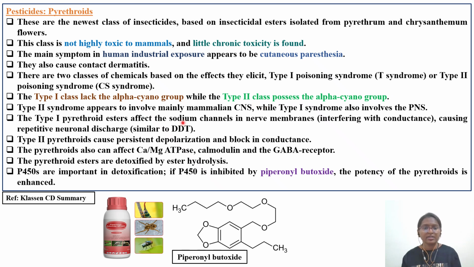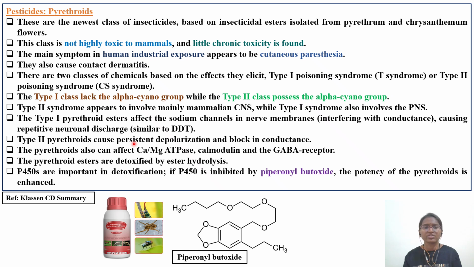And an important thing is piperonyl butoxide. CYP450s are important in detoxification. If P450 is inhibited by piperonyl butoxide, the potency of the pyrethroid is enhanced. So whenever you use a pyrethroid insecticide along with piperonyl butoxide, synergistic action is there. So always in these formulations, you will see piperonyl butoxide along with either allethrin or deltamethrin, like that. So pause here.